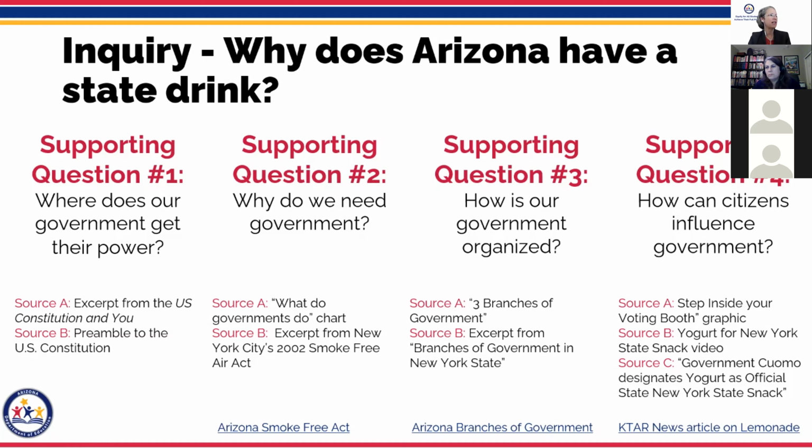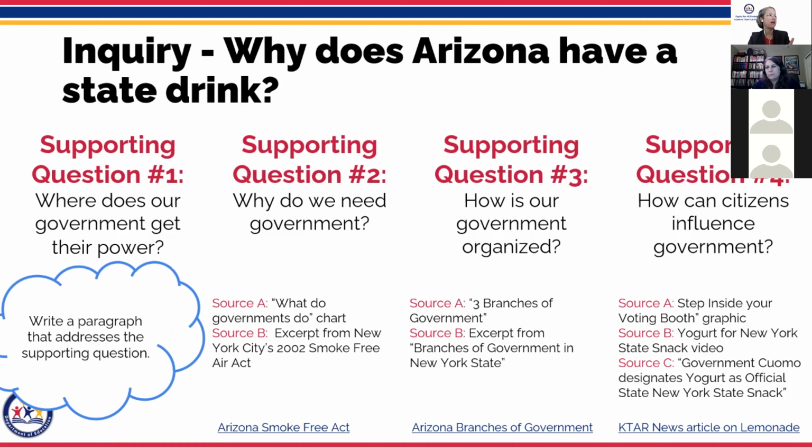The formative task would be to have the students write a paragraph that addresses that supporting question: where does our government get power? You could have them do this in small groups. You could have them do this with sentence starters if you need to, so you can differentiate and adjust it otherwise. Then you can have students do supporting question number 2, which is, why do we need government?